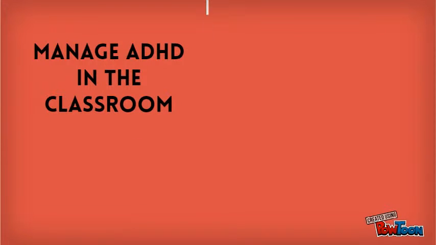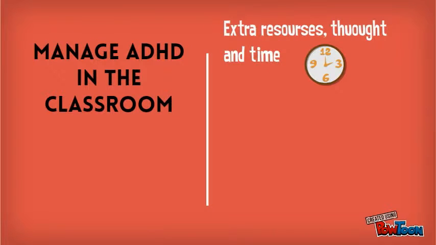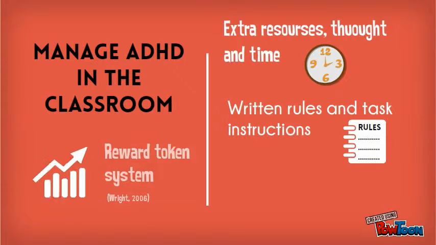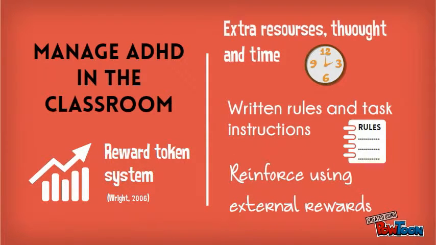Following Wright 2006, principles using external stimulus may take extra time, thought and resources from the teacher. They may take the form of writing rules and task instructions down and placing them on the student's desk or close by, and where appropriate behaviour is demonstrated, external rewards such as the token system may be used.